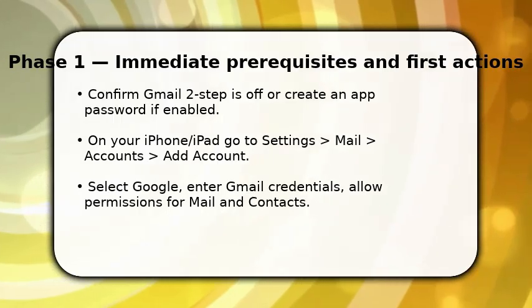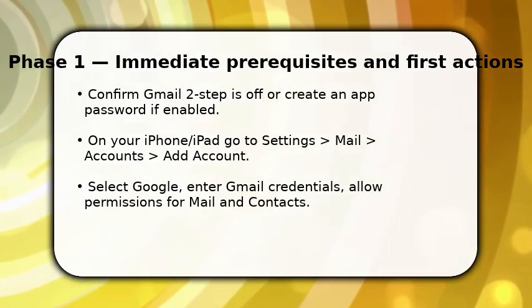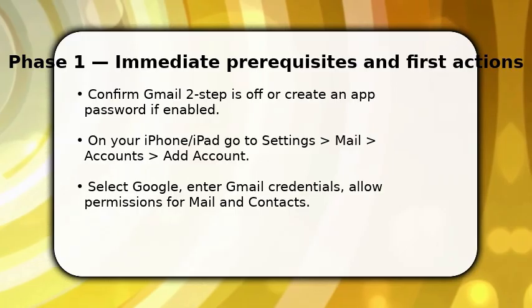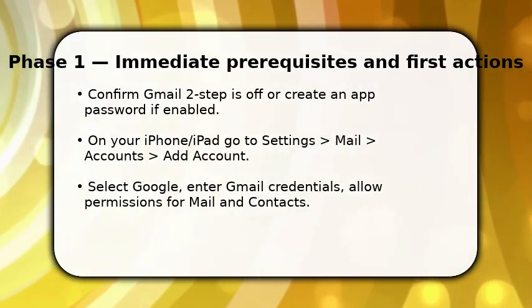You begin by preparing accounts. Make sure Gmail two-step verification is off or generate an app password. This avoids authentication errors. Next, open settings on your iPhone or iPad and go to Mail, then Accounts.